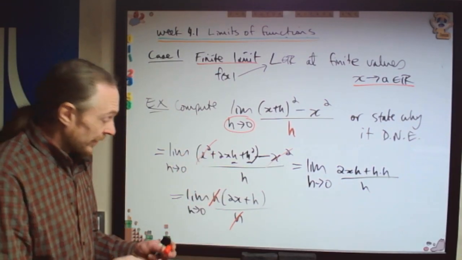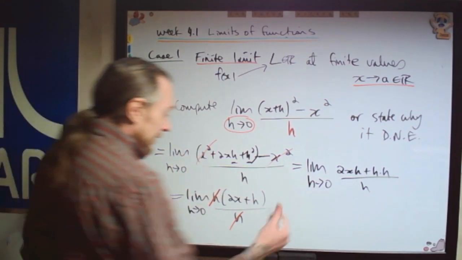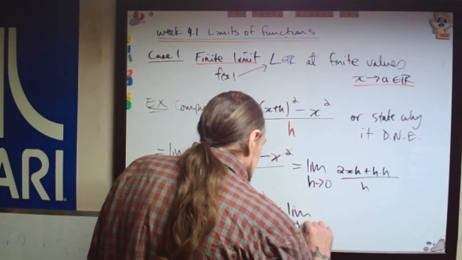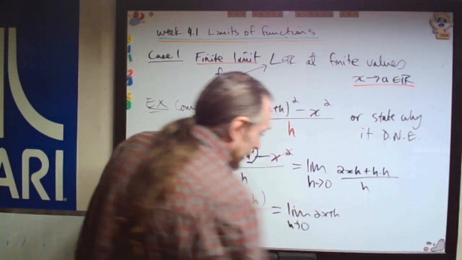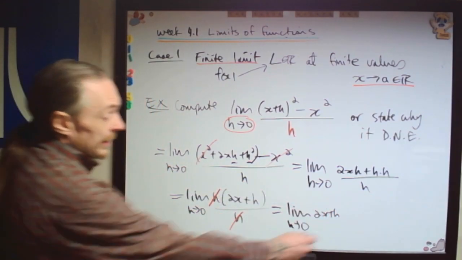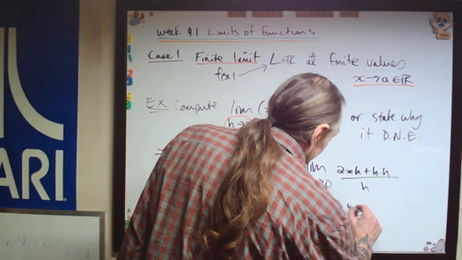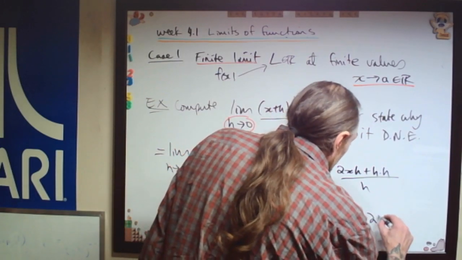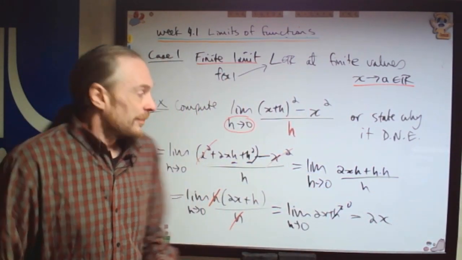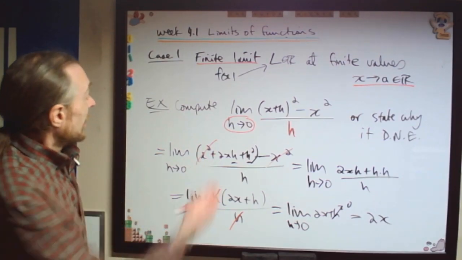Cancel, cancel, be clever. And then we get that this is the limit as h approaches 0 of 2x plus h. Once it's a polynomial in h, and we're viewing x as a constant, we can just put 0 in there, and we get 2x. What we computed there essentially was a derivative, but the moral of the story is we have case 1.